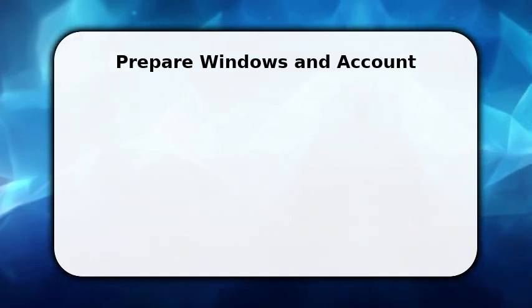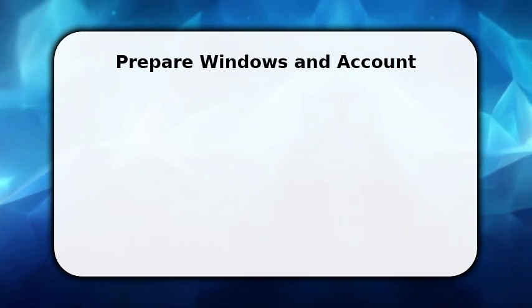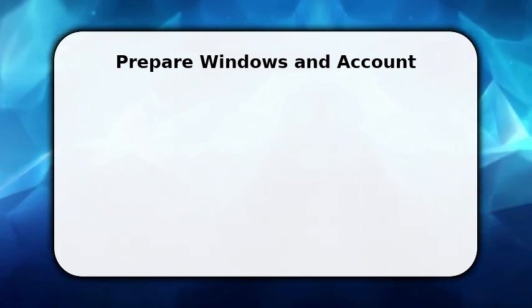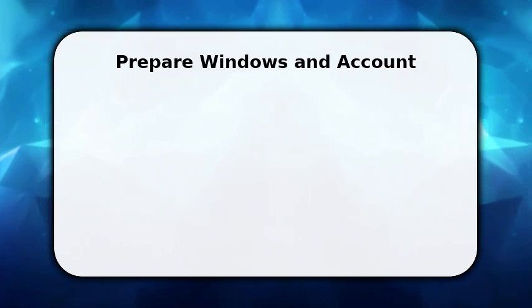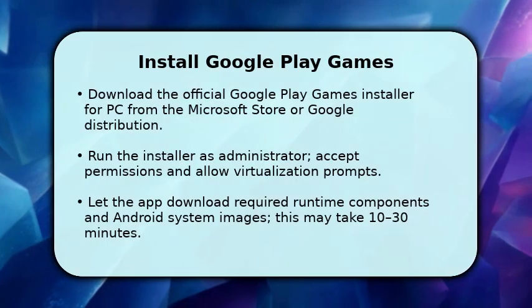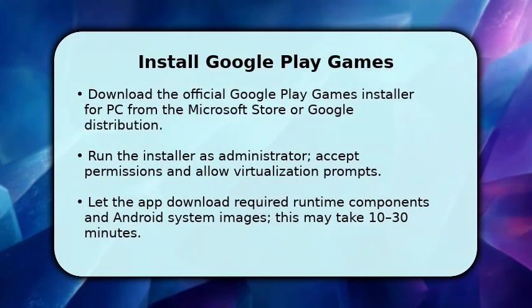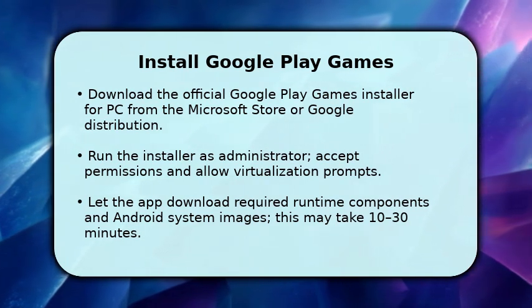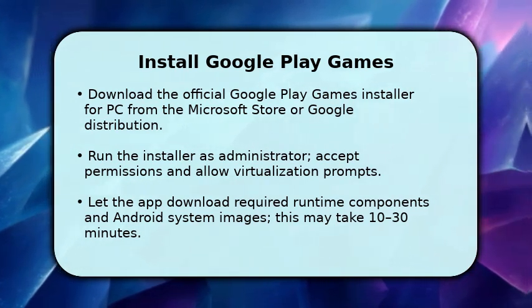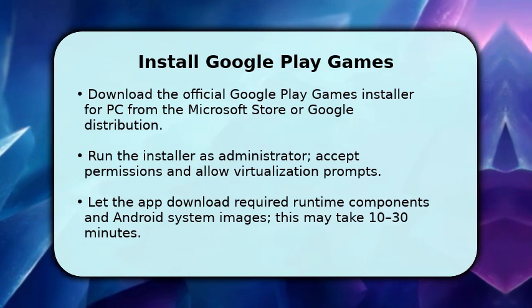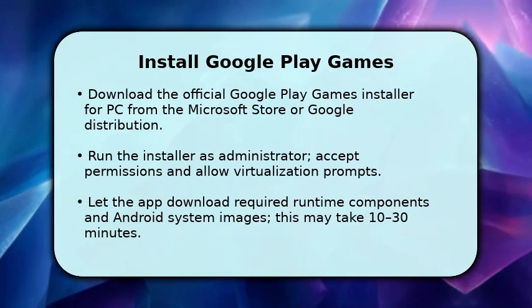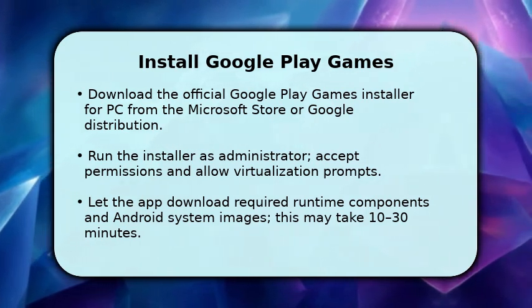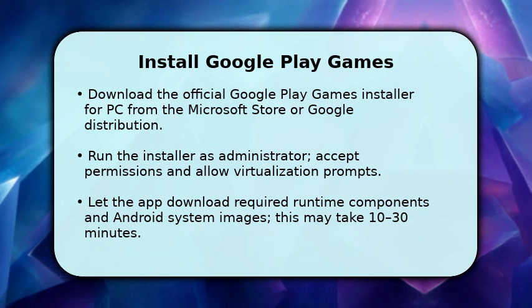Make sure virtualization is enabled in BIOS if prompted by the installer, because Play Games on PC uses containerized systems for Android apps. You now install the Google Play Games client. Run the official installer and accept all permissions so it can set up virtualization and the Android runtime. During installation, the app downloads system images and runtime components. Let that process complete without interrupting it.